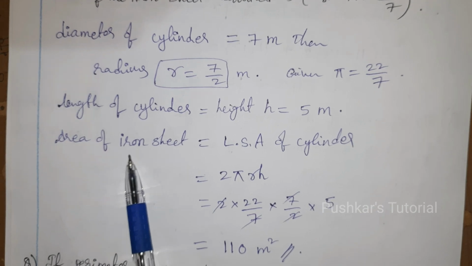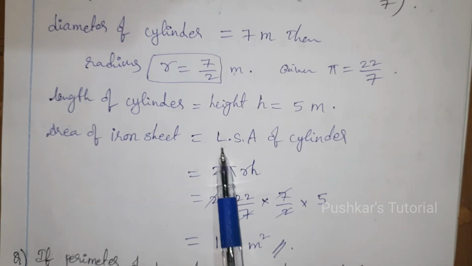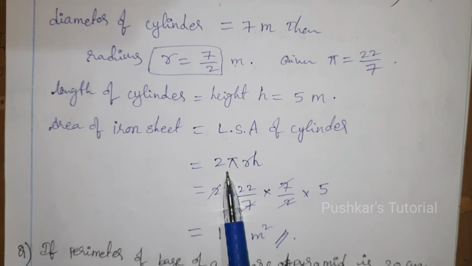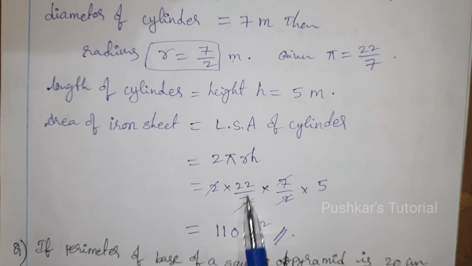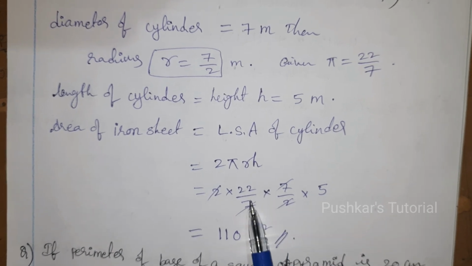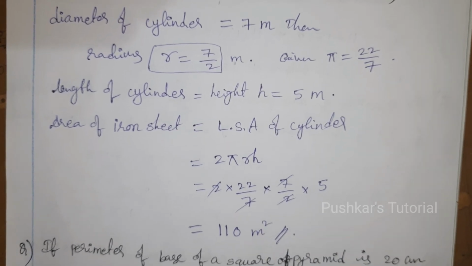So he asked the area of the iron sheet. So we have to take the lateral surface area. We should not take the total surface area, only lateral. So 2 pi r h: 2 into 22 by 7 into 7 by 2 into 5. So after cancellation, left over is 22 into 5, 110 meters square.